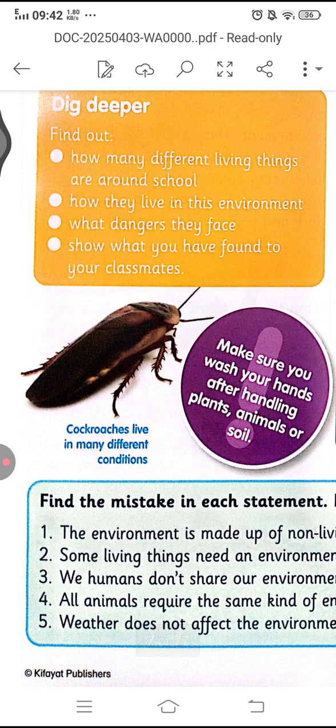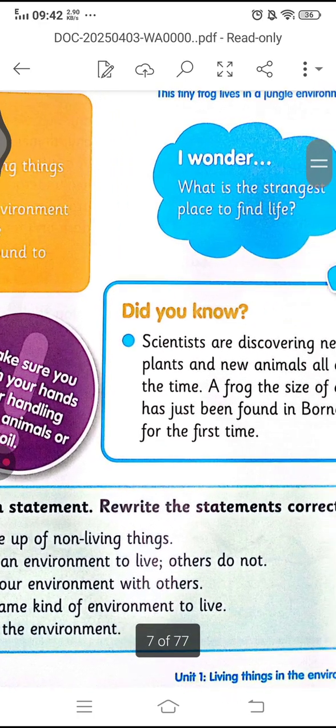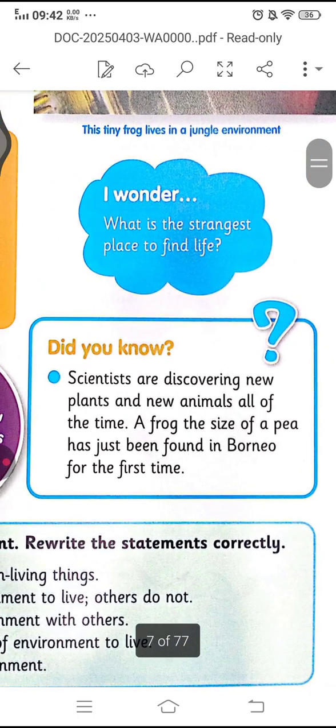Cockroaches live in many different conditions, mostly in the moisture, in the dark or damp places they are found. What is the strangest place to find life? Remember this thing, that life is possible everywhere.